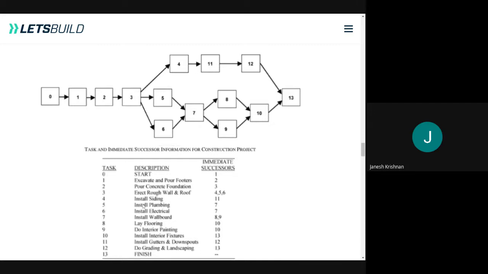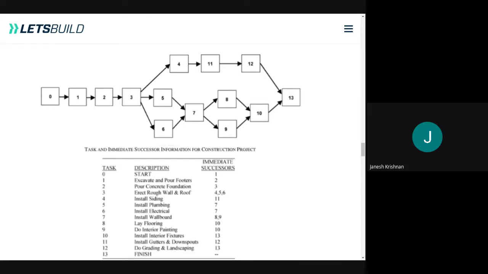Then 4 is install siding. So between 3 and 4, siding will be installed. 5 is install plumbing. So between 3 and 5, we will install plumbing. 6 is install electrical. So between 3 and 6, we will be installing electrical works. So that will depend. Okay, it's an example of a network. So we can analyze.